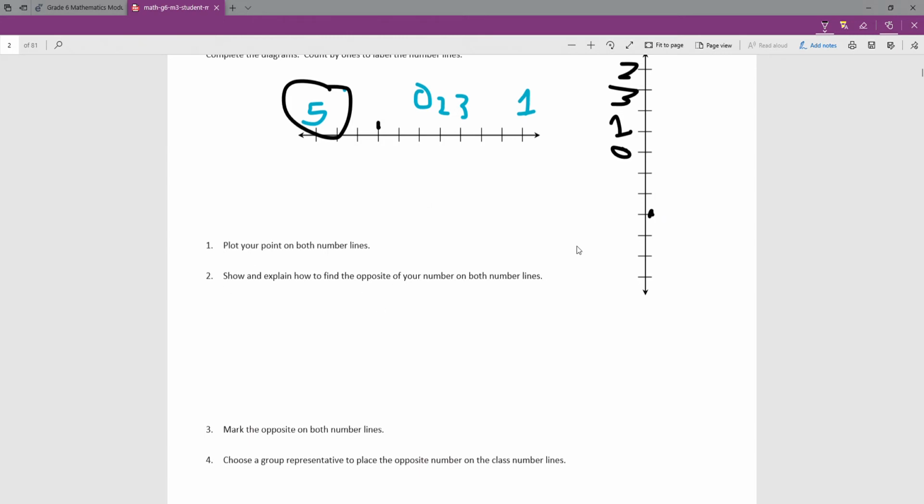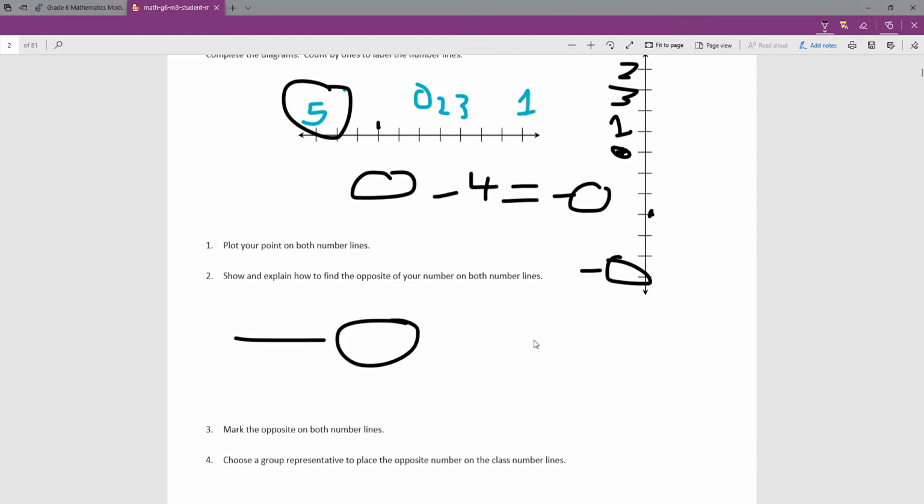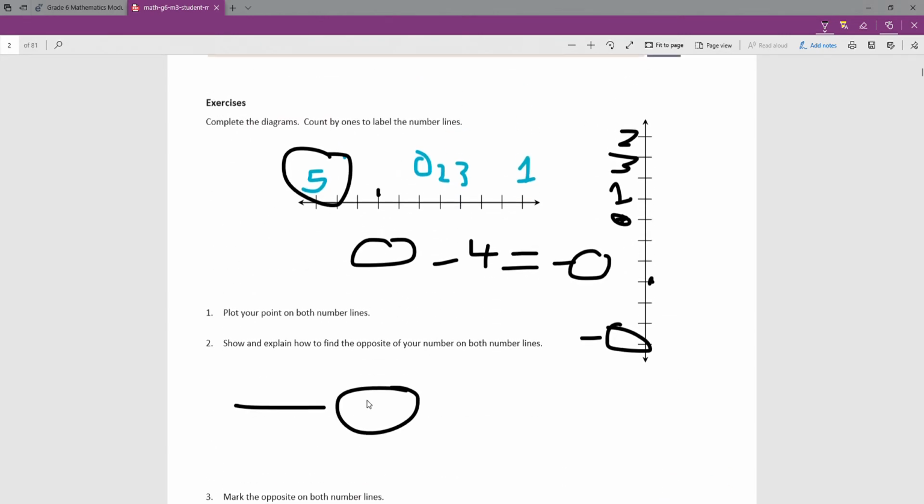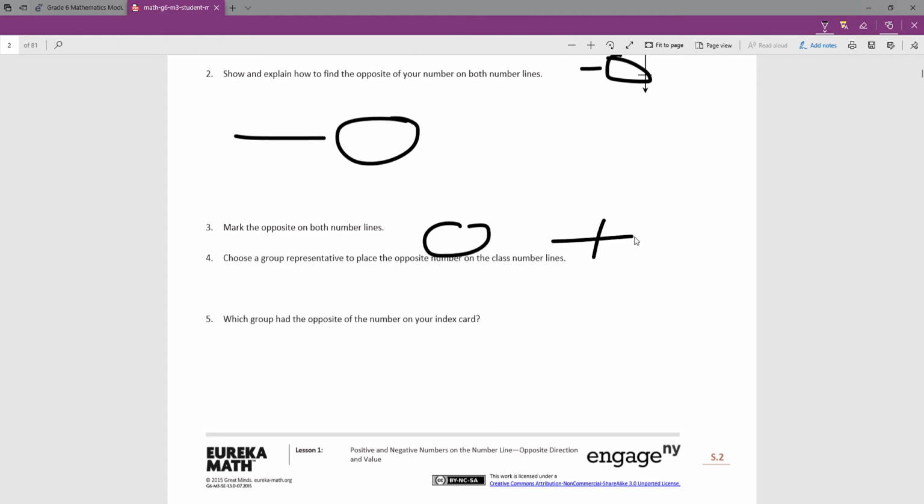Now show and explain how to find the opposite of your number. Now the opposite of 0 is -0. So to get to -0, you have to do 0 minus 4. So 0, remember the 0 minus 4 equals -0. Now the answer that you put here is -0. Mark the opposite on both number lines. So you put 0 plus -0 equals +0, as you can see.